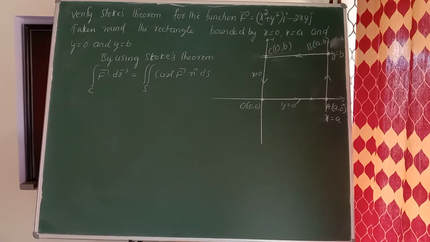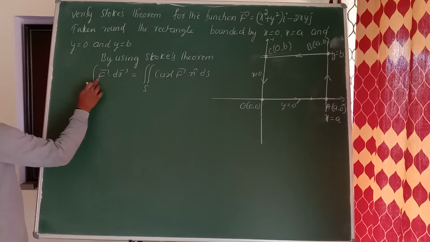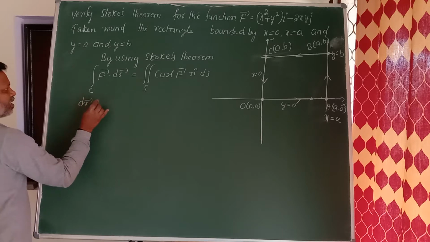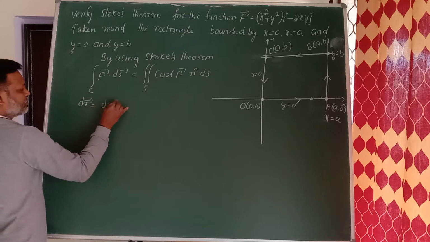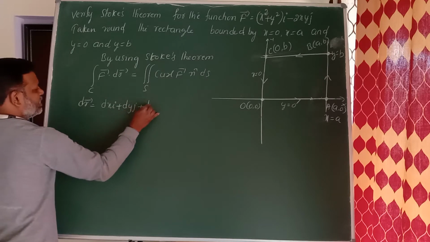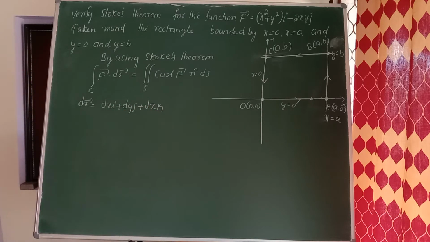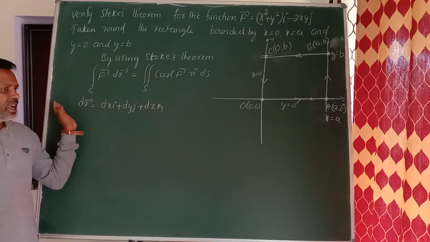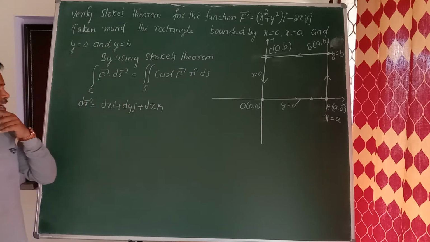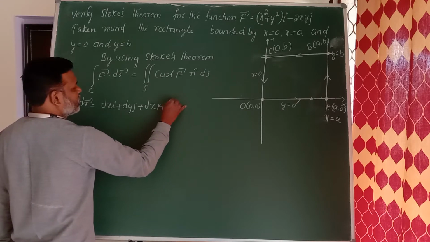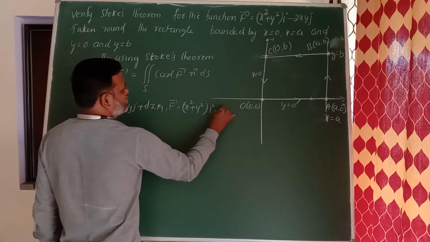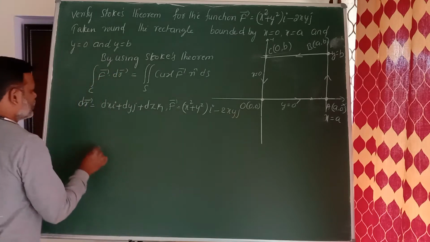So let us consider the LHS part first. What is the LHS part here? This is the integral of F dot dr. First, as you know, the dr vector is equal to dx i plus dy j plus dz k. As you know, the r vector is x i plus y j plus z k, then the dr vector is dx i, dy j and dz k. And what is the F vector given? F vector is equal to (x square plus y square) i minus 2xy j. Find out F dot dr.